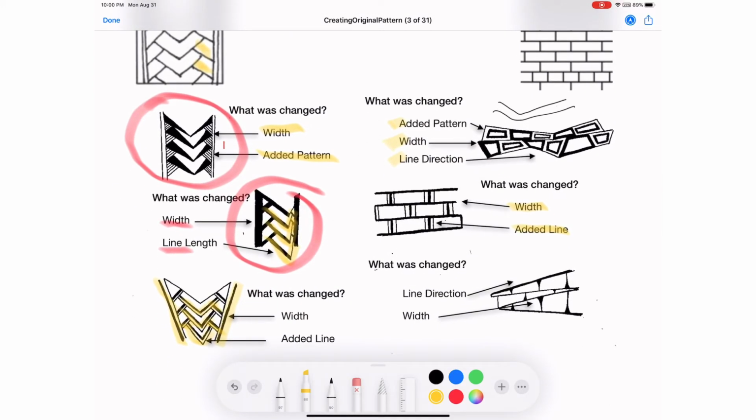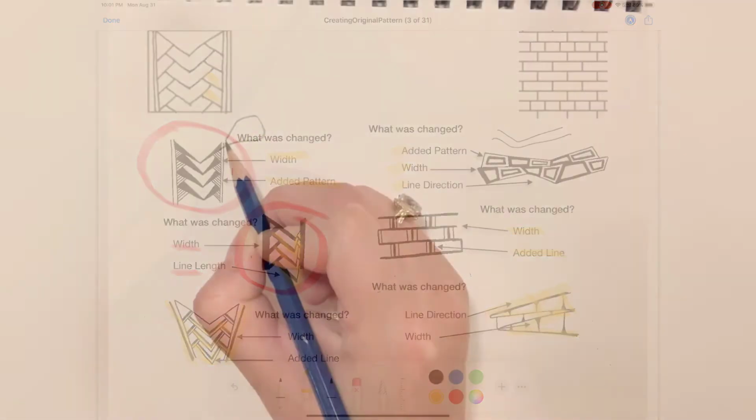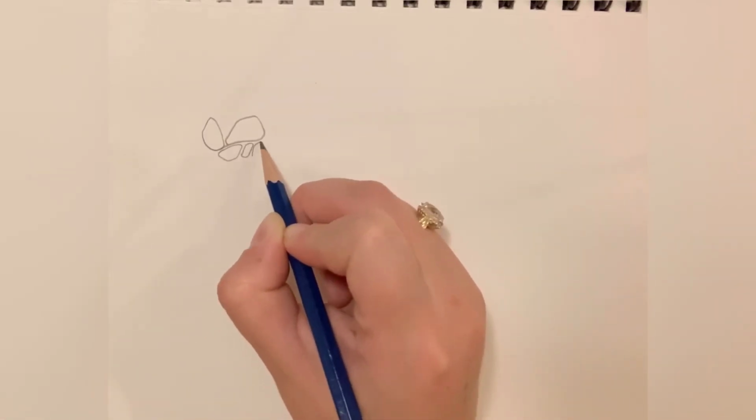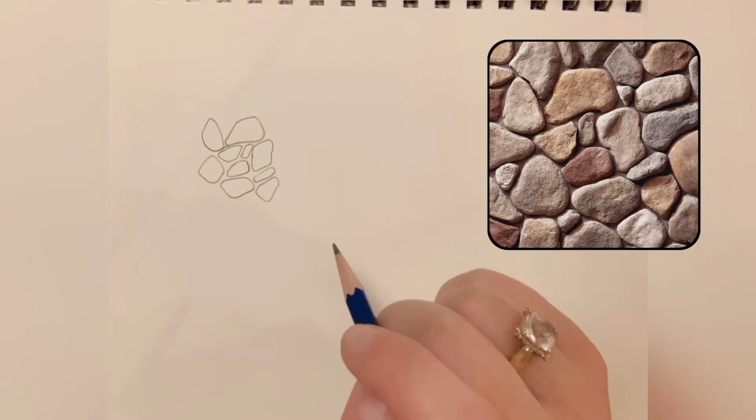You could change the width of your lines by having them curve out and up when they are being drawn vertically. And once again, changing the line direction can also transform a regular pattern to where it's unrecognizable and it can become considered original. I'm first going to demonstrate how you can create an original pattern out of a pattern you see in your surroundings.